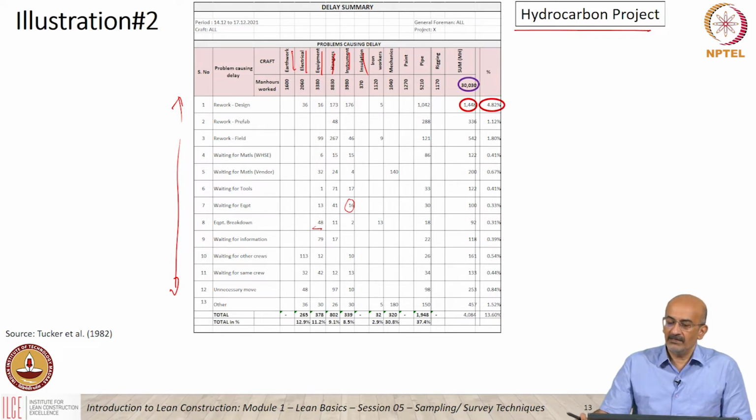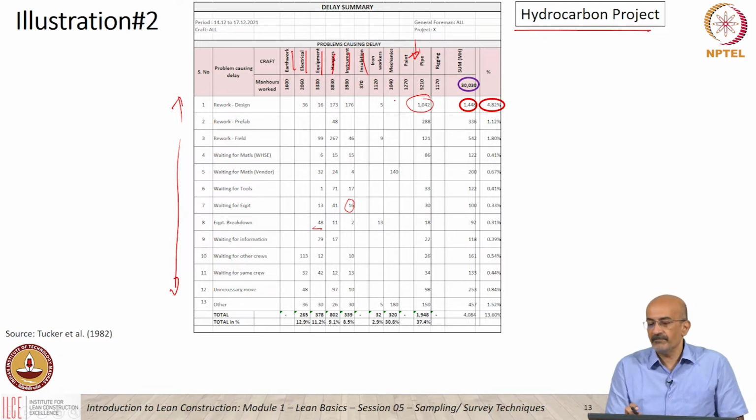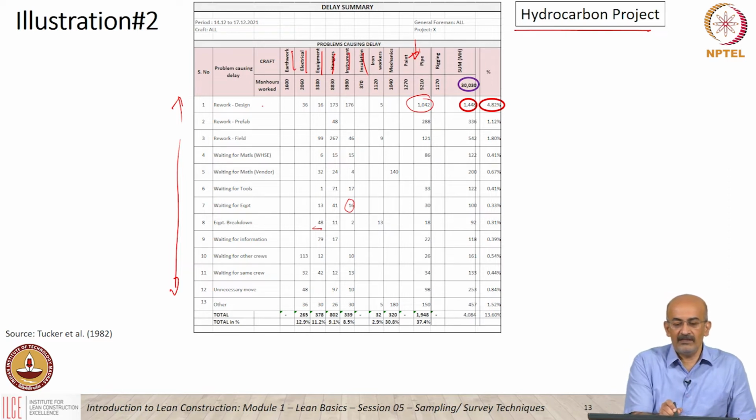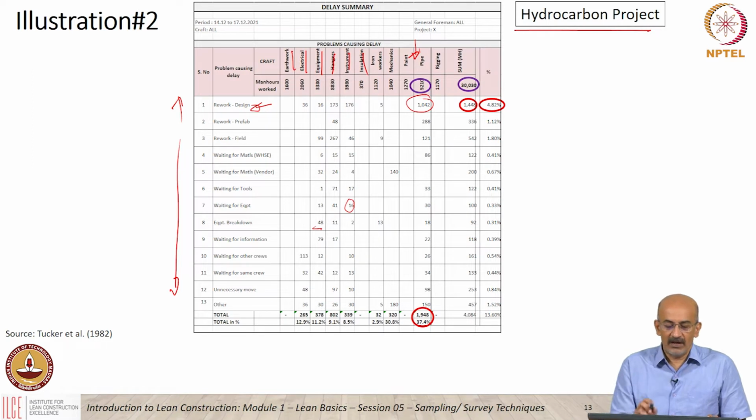Now, you can analyze this. You can look at, for example, rework and design. If you look at piping, in hydrocarbon, piping is a very important aspect. There was a lot of delay due to rework and design in piping, contributing 4.82%. So definitely the project manager has to look at the design aspect, which is beyond the control of the foreman. That way you can look at the numbers, discuss them, and look at what action needs to be taken.